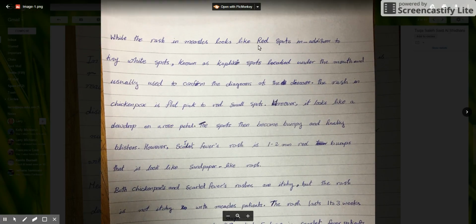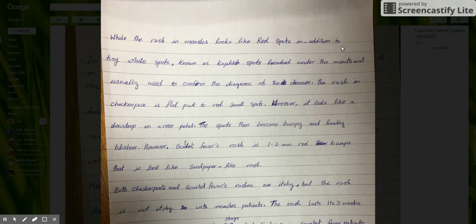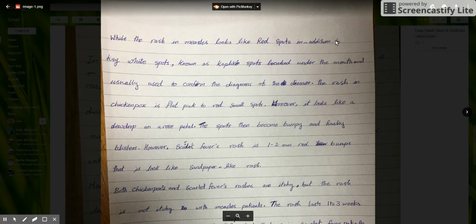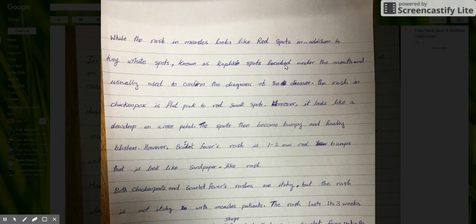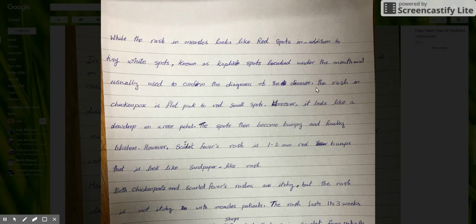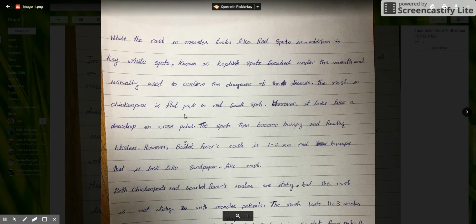While the rash in measles looks like red spots in addition to tiny white spots. Okay, you're not exact. It's not actually in addition. It's with red spots or little tiny white spots, known as Koplik spots, associated or located under the mouth and usually used to confirm the diagnosis of the disease. Okay, the rash in chickenpox is flat pink to red spots.